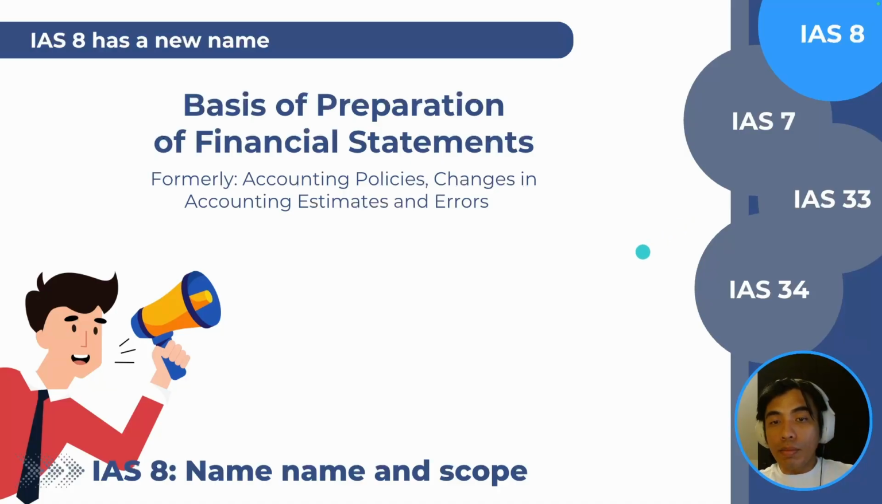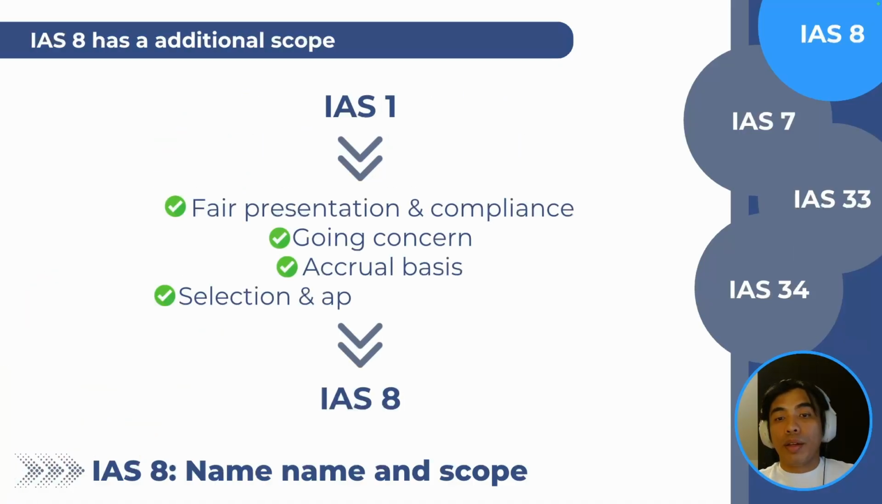This reflects a broader role of IAS 8 in setting the foundational principles of how financial statements are prepared, because before it was limited to accounting policies, changes in accounting estimates, and errors, and now there are new contents of IAS 8 that you have to know. What are these new contents? Basically, they have moved some sections of IAS 1, the old standard, to IAS 8. When they created IFRS 18, these 4 things are not anymore in IFRS 18, but they moved them to IAS 8 starting January 1, 2027.